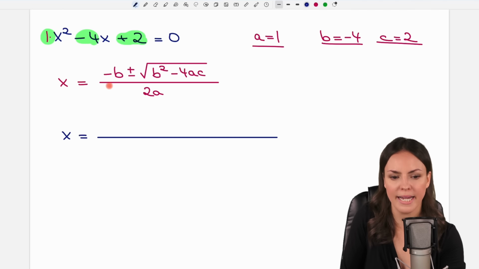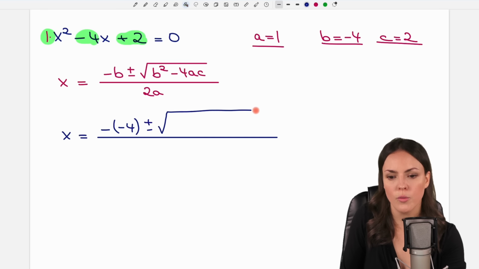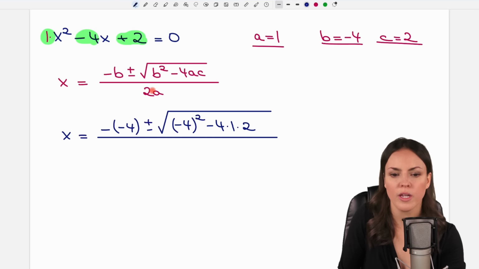What do we get? Minus b equals negative 4, plus minus the square root of b squared. So we take our negative 4, put it in parentheses, and square it, minus 4 times 1 times c equals 2. And in the denominator, we have 2 times a, so 2 times 1.